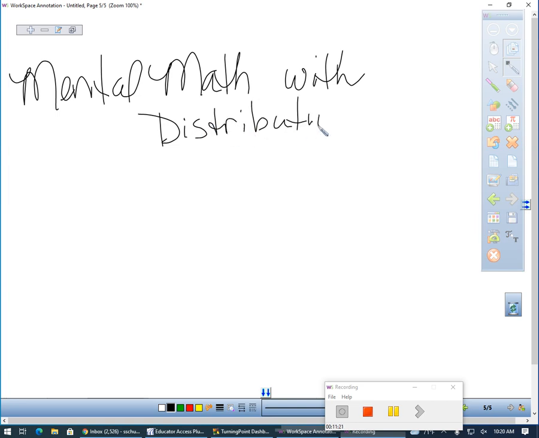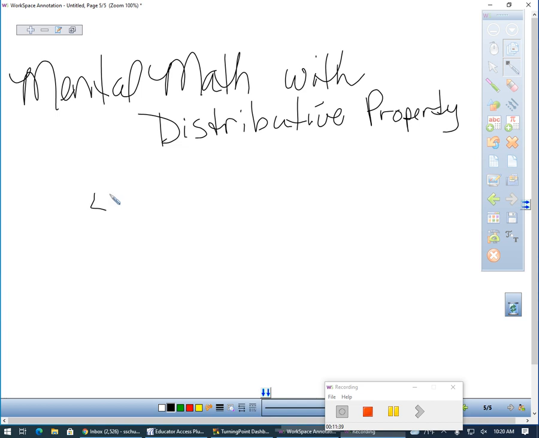Now, the other day when we did mental math, I told you I couldn't read your mind and I wanted you to show all your work. Corbin, I don't want to. Okay? All right, with a distributive property. So this is what I'm hoping to see today.